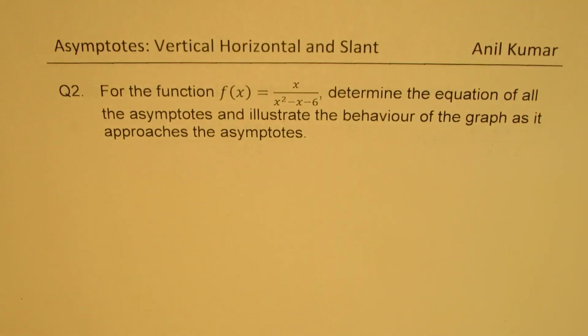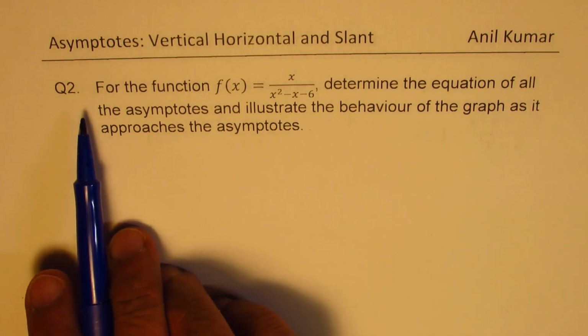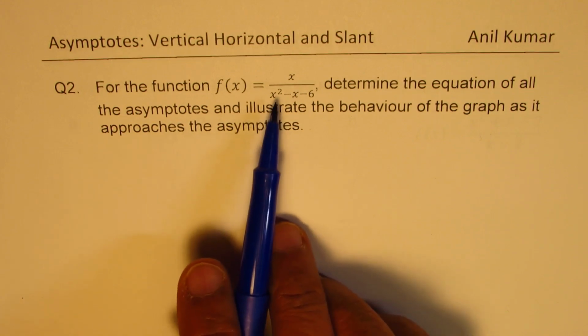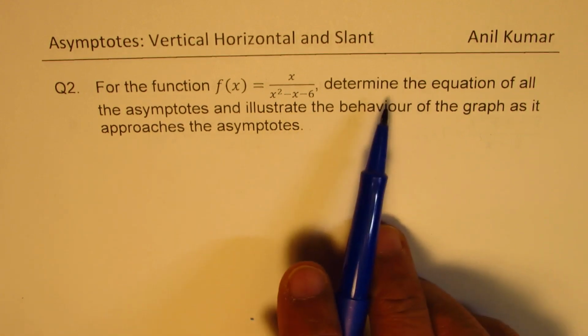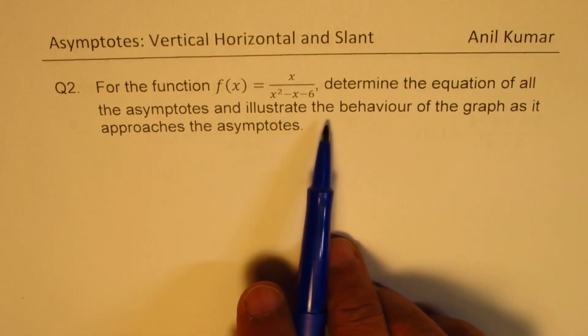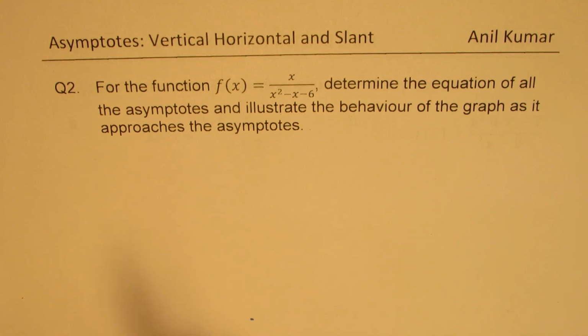Now let's take more examples. Question number 2 here. We have learned the concepts about vertical asymptotes and horizontal asymptotes. We are going to apply that to answer this question. The question here is, for the function f of x equals x over x squared minus x minus 6, determine the equation of all the asymptotes and illustrate the behavior of the graph as it approaches the asymptotes, right?